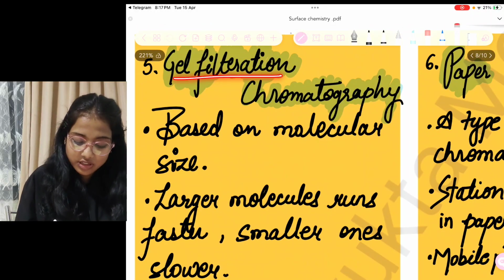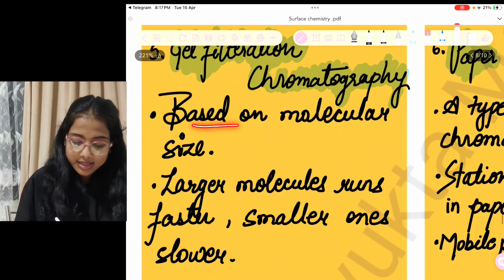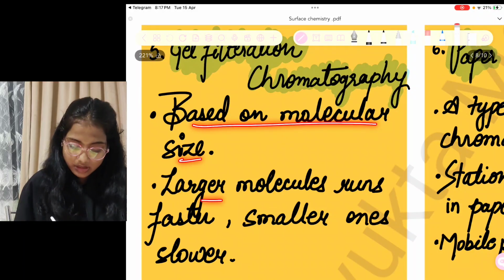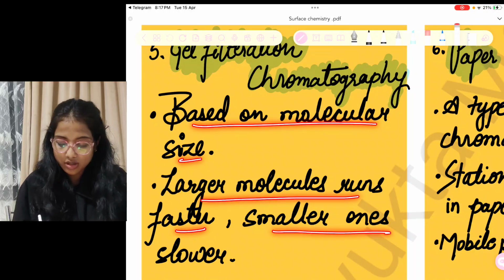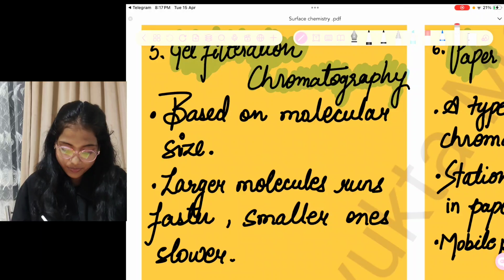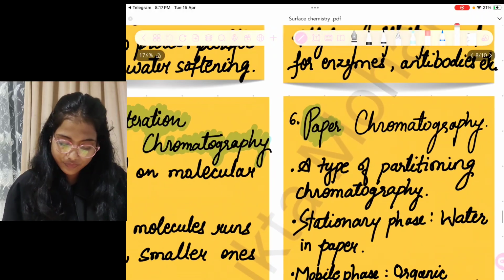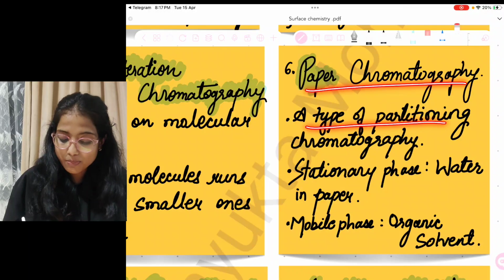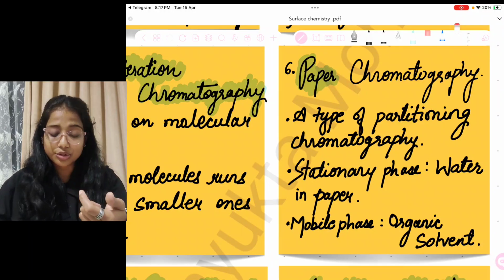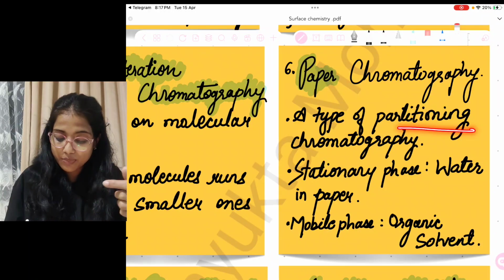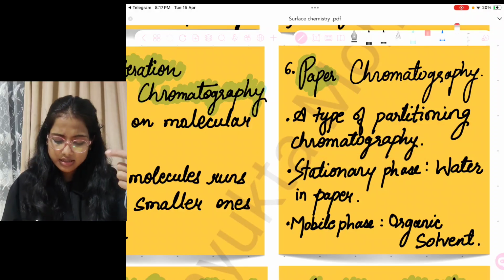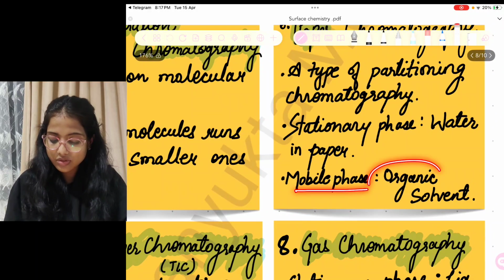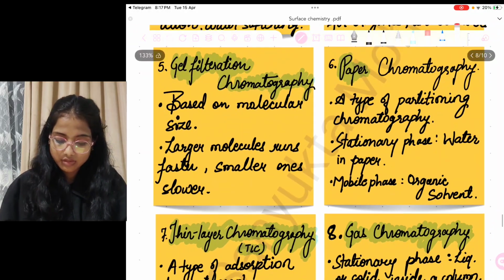Then fifth is gel filtration chromatography. It is based on molecular size. Larger molecules run faster, smaller ones will be slower. Sixth one is paper chromatography, a type of partitioning. Yes, I told you earlier also that it is a type of partition chromatography. In this stationary phase will be water in paper, whereas mobile phase will be organic solvent.